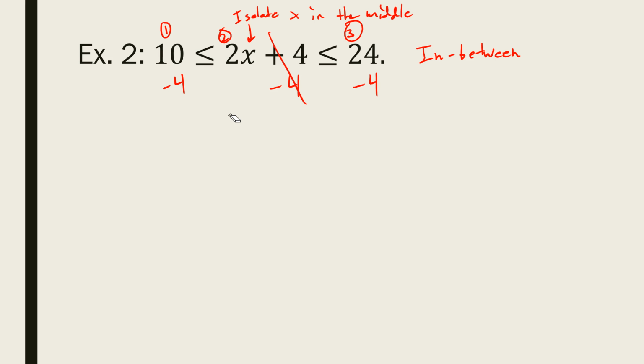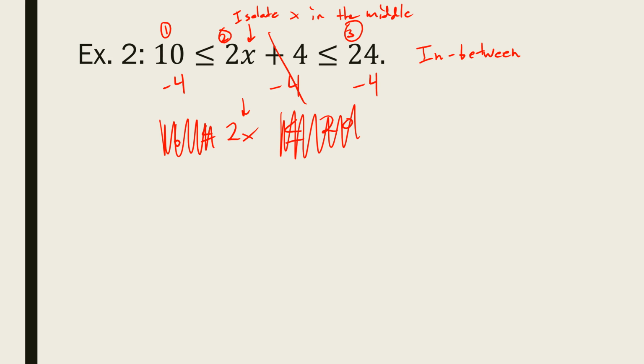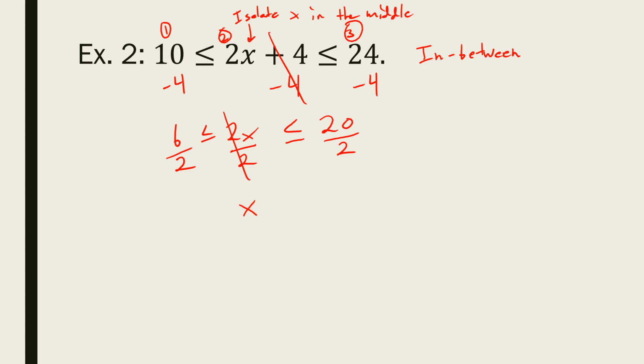So I'm subtracting 4, that leaves me with 6 less than or equal to 2x, less than or equal to 20. Now, I'm still trying to isolate x in the middle. So again, if you get confused about either of these sides, just cover them up with your fingers. To isolate x in the middle, I need to divide by 2. But if I divide by 2 there, I also need to divide by 2 here and here to keep all 3 sides balanced. So now I've reached my goal. I have just x in the middle. On the right-hand side, I have 10. On the left-hand side, I have 3. This is my final answer.